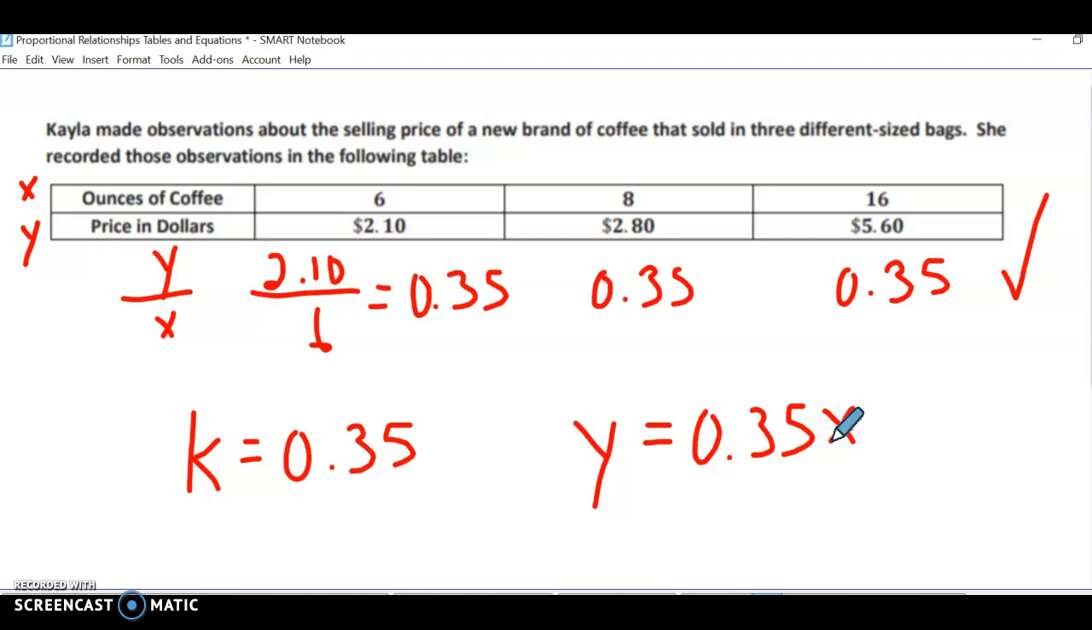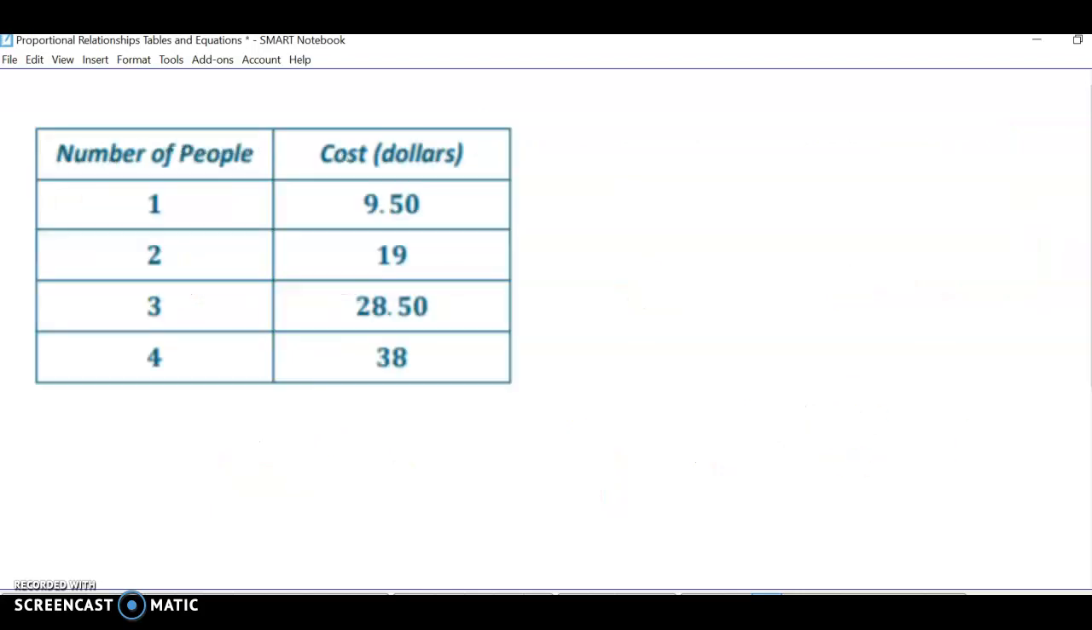Okay? All right. Now I'm going to do one more with you because this one looks a little different. I just wanted to point out that sometimes we have our x and y in rows and sometimes they are in columns. In this one, the number of people is going to be x, and the cost of some tickets, let's say, is y, because the cost depends on how many people there are. Okay, and so I would do my ratio in a separate column, and obviously 9.50 divided by 1 is 9.50.